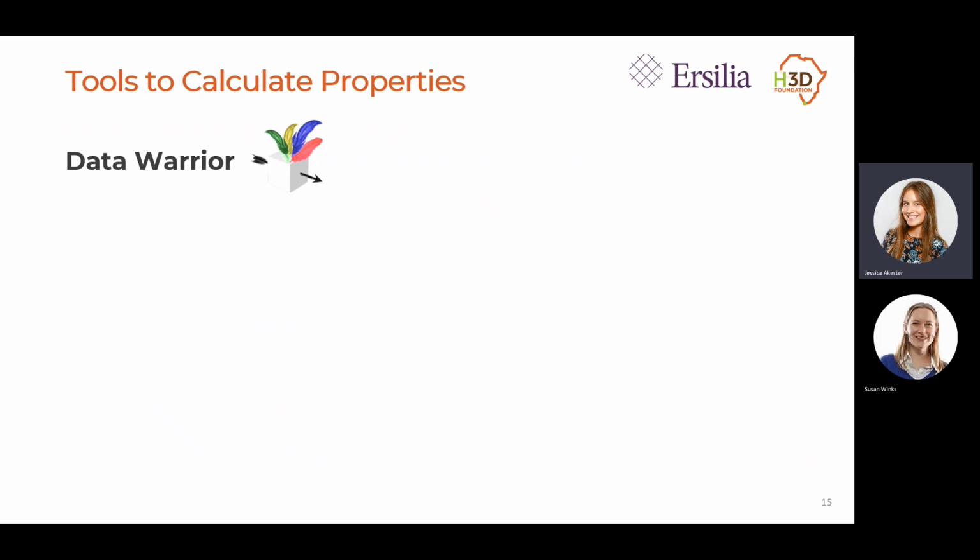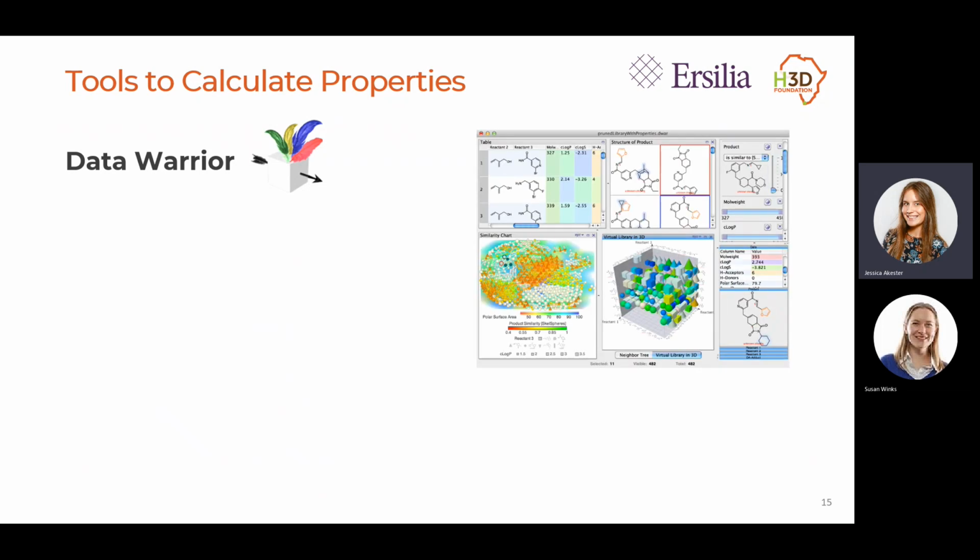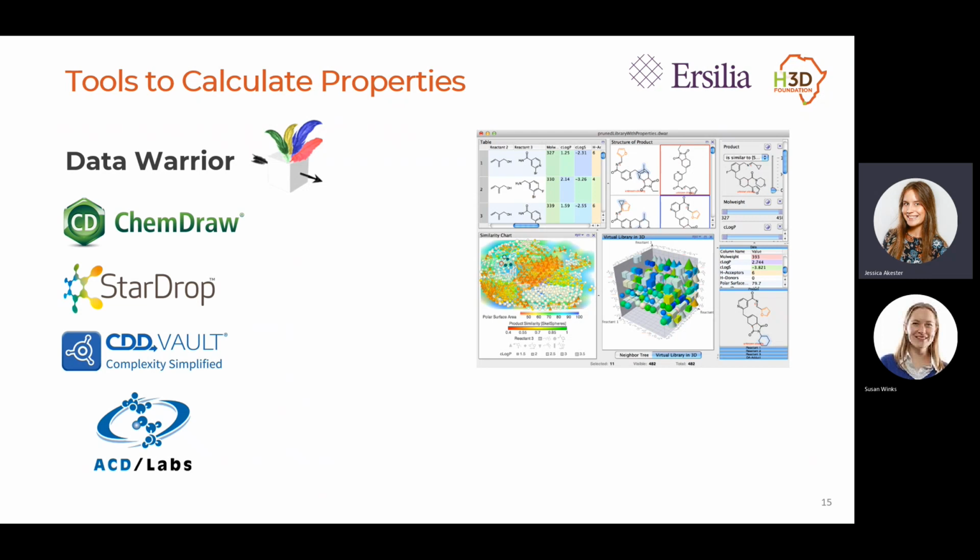There are different tools to be able to calculate these and to create visualizations. This is a free open access tool, Data Warrior, and this is what the interface looks like. They calculate these properties for you, and then you can do different plots of how increasing the lipophilicity may affect your potency or your solubility. There are a number of other tools available, but these are paid-for tools. CDD Vault does have a free visualization tool as well, but some of these you can also access through your institutions.